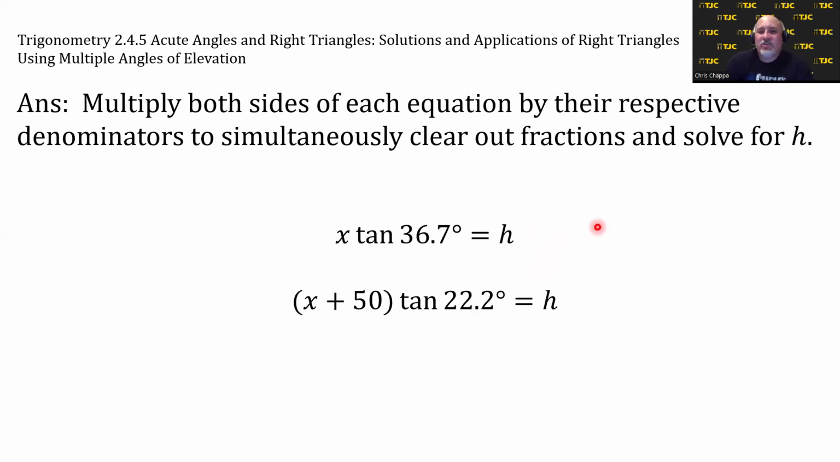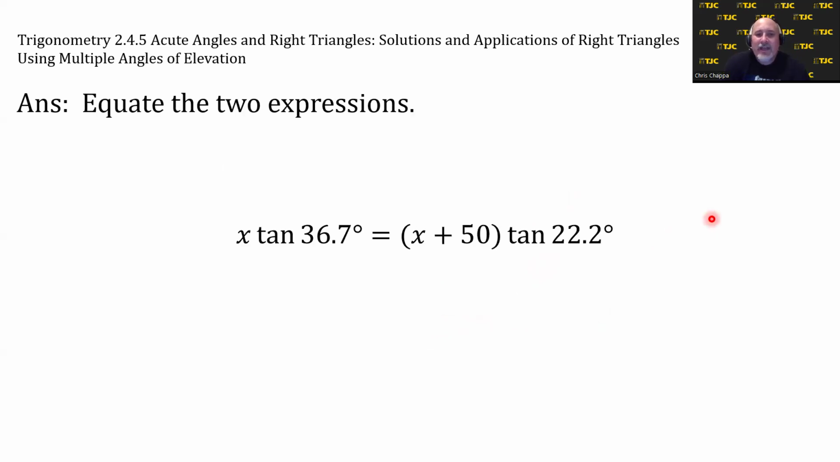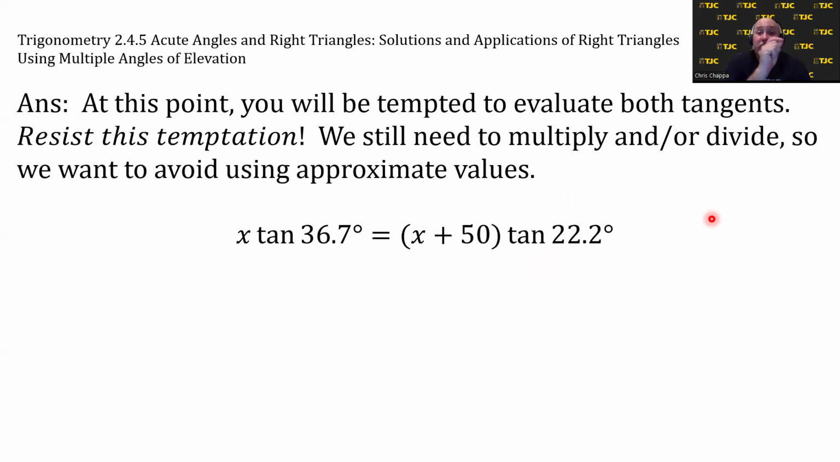And we get x tangent 36.7 degrees equals h. And we have x plus 50 times tangent of 22.2 degrees is equal to h. Now we can equate these expressions and have this equation that only has x's. Now to solve for this, you're going to be tempted to calculate the values of the tangents. Resist this temptation. We still need to multiply and or divide, so we want to avoid using approximate values.